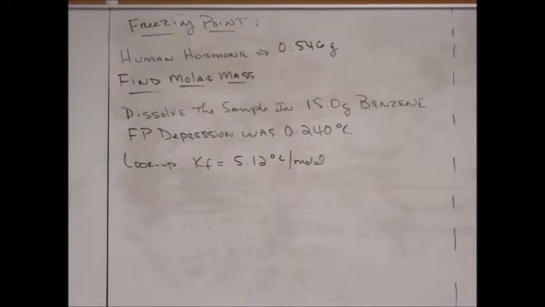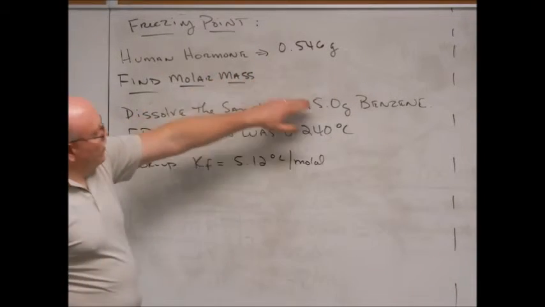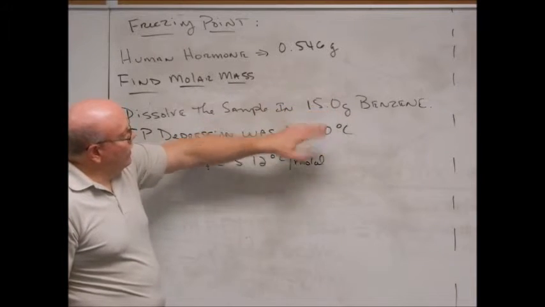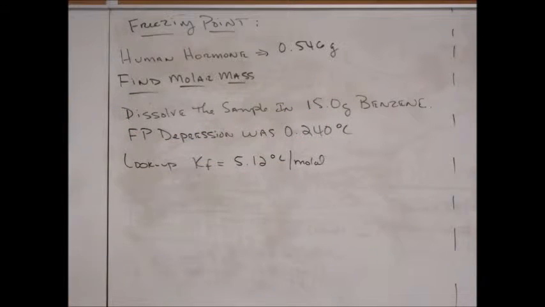Given that amount of information, we can find the molar mass of this material. Think about it. Pretty easy to do. You have your sample that you extracted. You put it in a known solvent, dissolve it, and you measure when it freezes. You know when benzene normally freezes. Now you measure it with this stuff in it. You got a new temperature. We can use that to quickly find the molar mass.